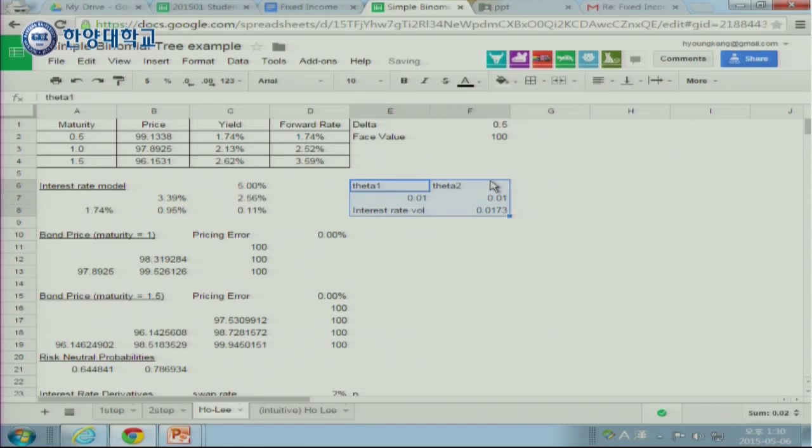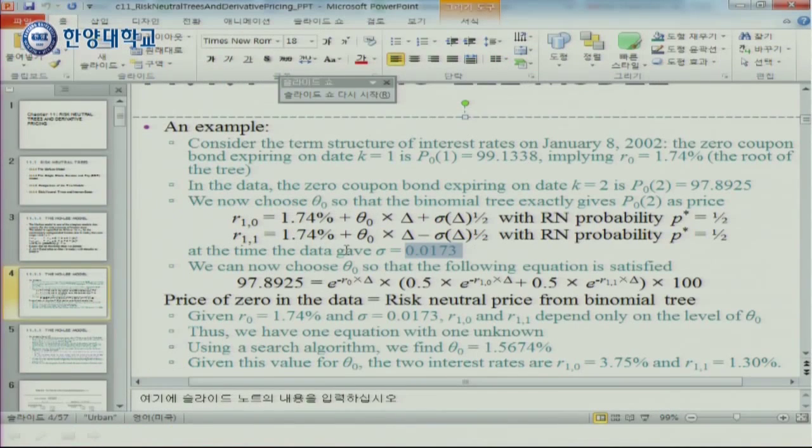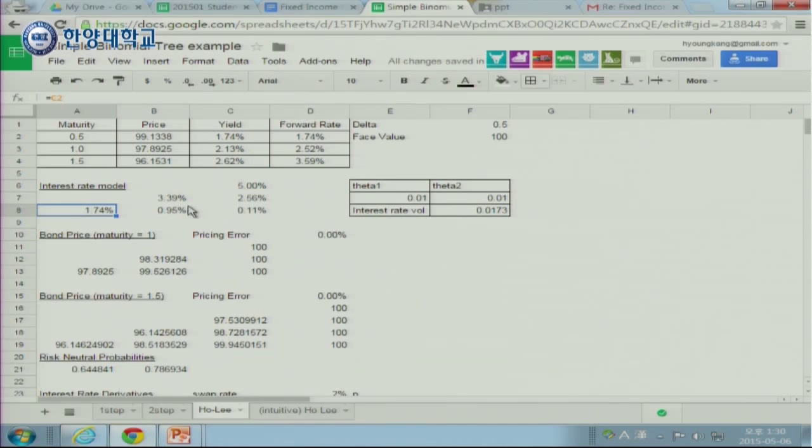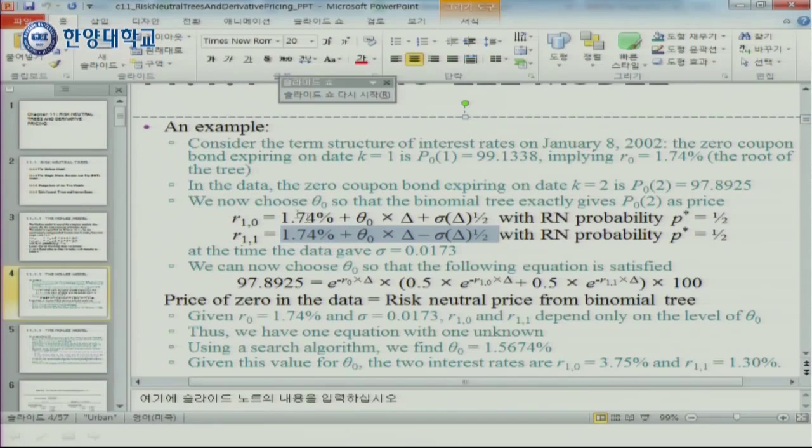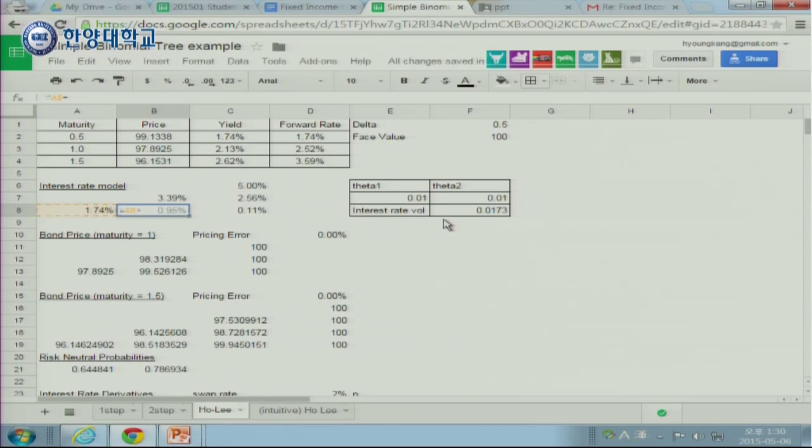Okay, let me take this. From this one, moving to here, it is going down. So we have to use this one, right? Okay, we have to use this one. So this is theta 0, and this is theta 1, okay?